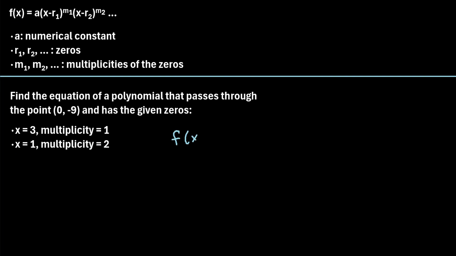f of x is equal to a, where a is some constant, we don't know that yet, but we'll figure it out, times (x minus r1). So r1 is the first zero that we're given. We're told that the first zero is at x equals 3, so we'll say x minus 3. And then we're going to raise that to the power of its multiplicity. We're told it has a multiplicity of 1, so we could write a 1 right here, or if we want, we could just leave that out since it's just assumed that the parentheses is raised to a power of 1.